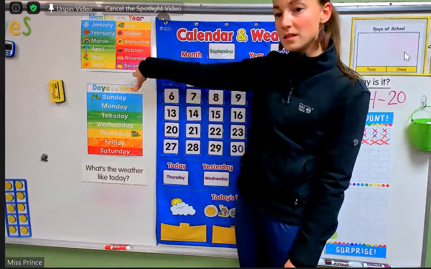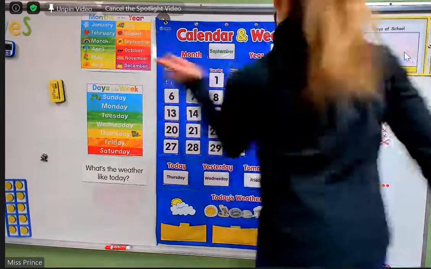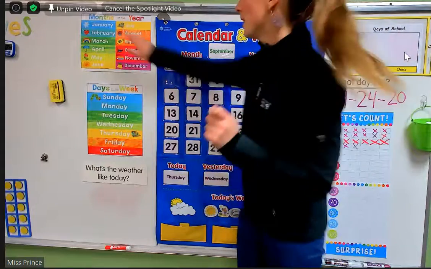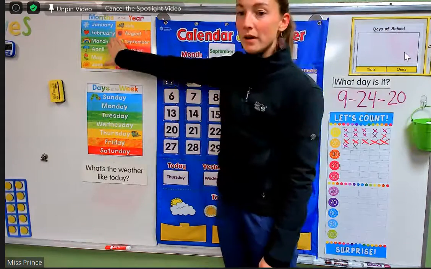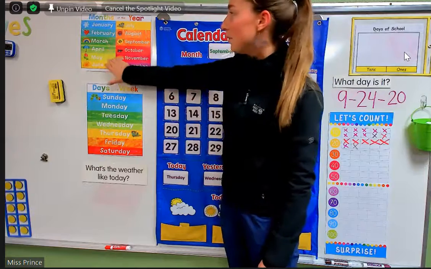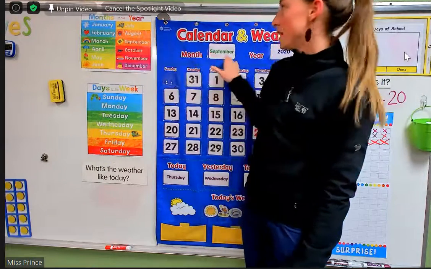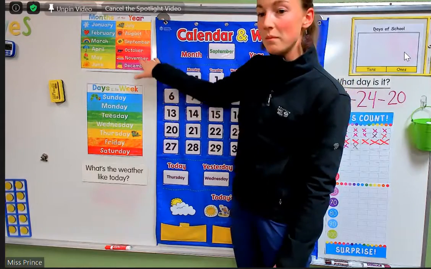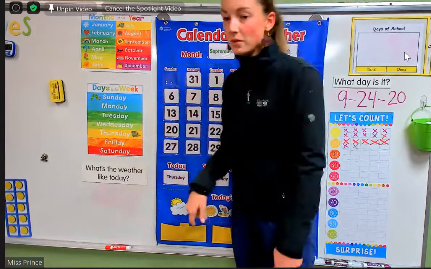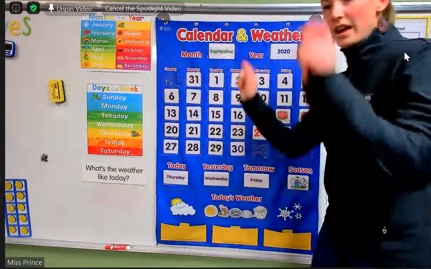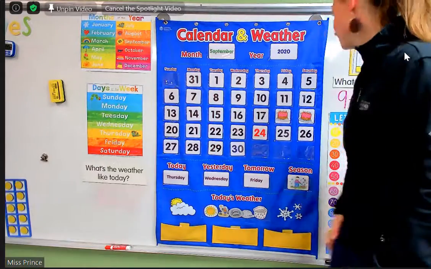Those are the months of the year, and we all turn around. One more time. January, February, March, and April, May, June, July, and August, September, October, November, December. Those are the months of the year, and we all sit down.